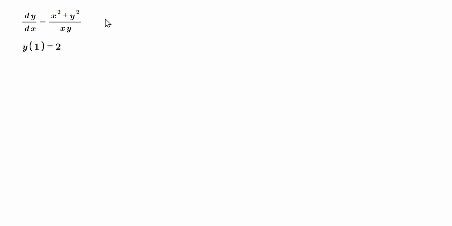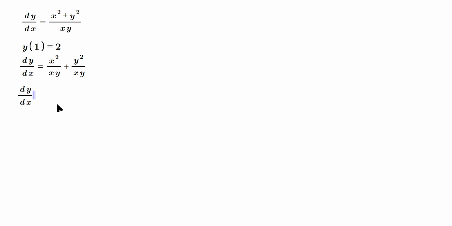Solve this differential equation. This is a homogeneous one, and then we'll apply y of 1 equals 2. So first we have to break this up into the following: dy/dx is equal to x squared over xy, and then plus y squared over xy. That's allowed because you have the same xy. Now look what happens. Simplify this.